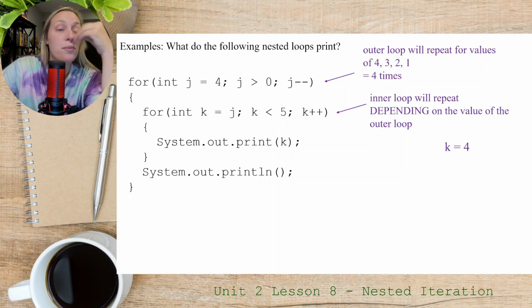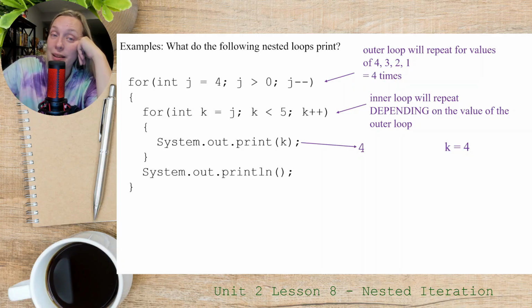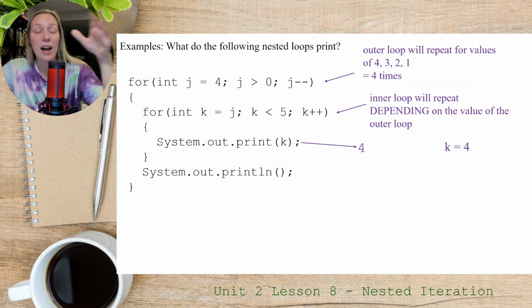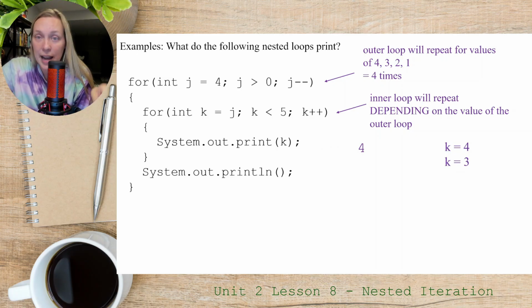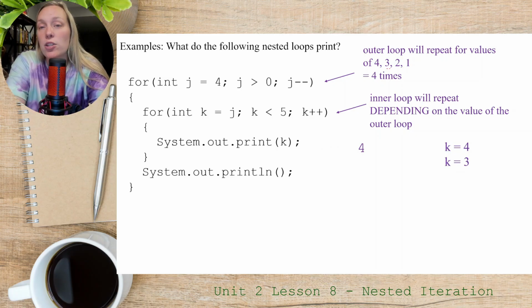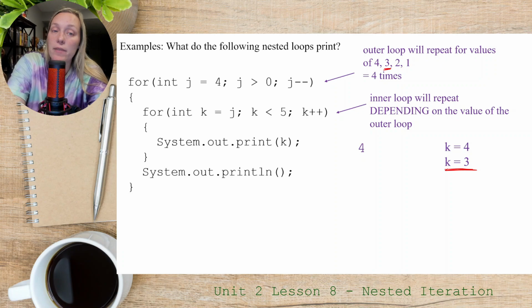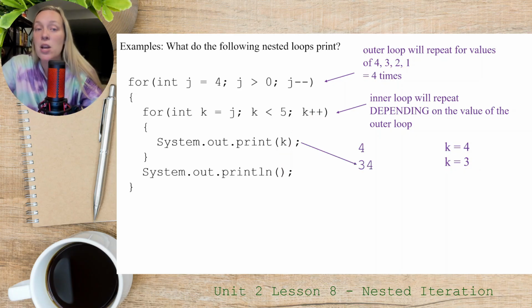So the first time through, K is going to be 4, so you just print off a 4, because once K becomes 5, the inner loop is going to end. Then I print off a new line, I go back, and now J is going to be 3, so that means K is going to start off as 3. Now, when K starts off as 3, I'm going to print a 3, increase K to 4, print off a 4, increase K to 5, and my inner loop stops. So this is going to print off a 3, 4.